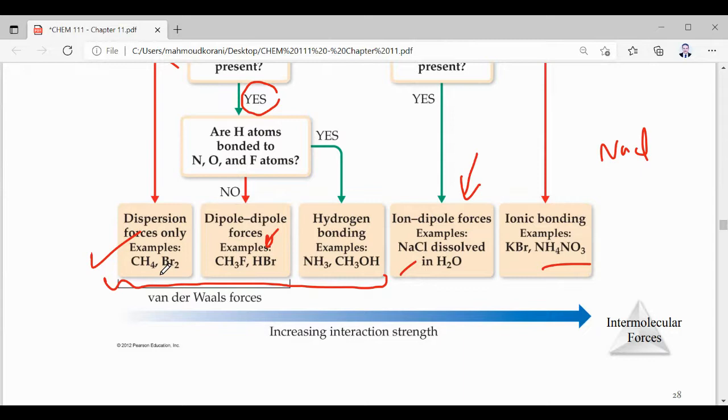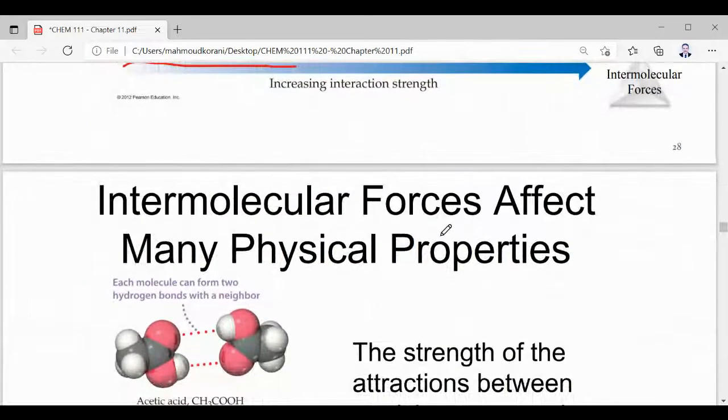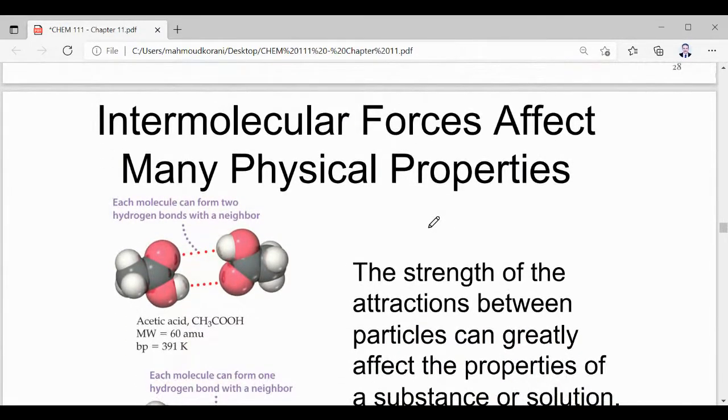And as you see, going in this direction, the interaction strength increases. As I told you, the weakest one is dispersion force, and then the stronger dipole-dipole, then stronger hydrogen bonding. The strongest is the ion-dipole force, as you see. Okay, as I have already told you in that chapter many times, intermolecular forces affect many physical properties, like the vapor pressure, melting point, boiling point, and surface tension.